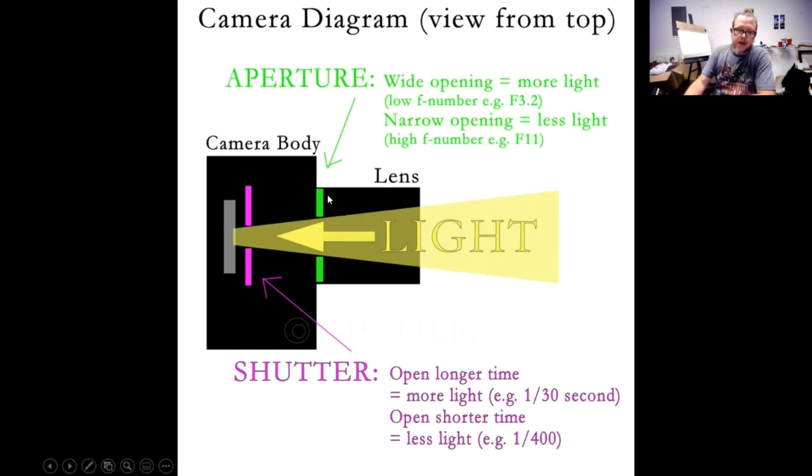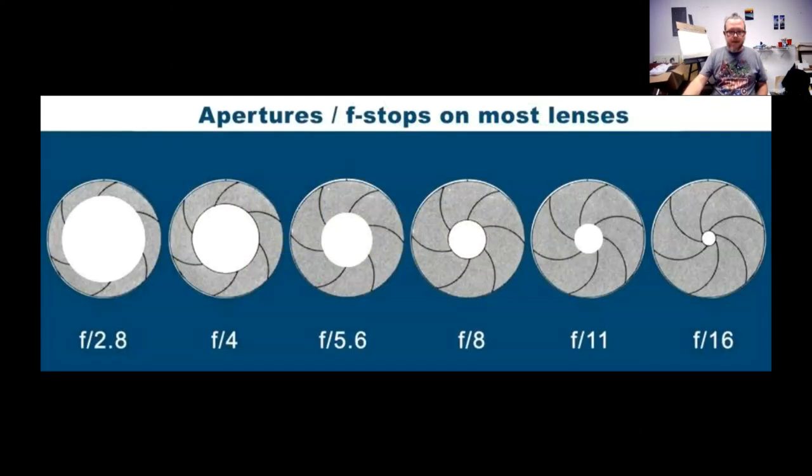All right, so aperture is this opening at the back of the lens. A wide opening allows in more light. That's going to be what we call low F number or low F stop, like an F3.2, and a narrow opening equals less light, or a high F number, like an F11. Now, that seems counterintuitive, right? The larger the number, like here we have a 2.8 through a 16, the smaller the hole, right?